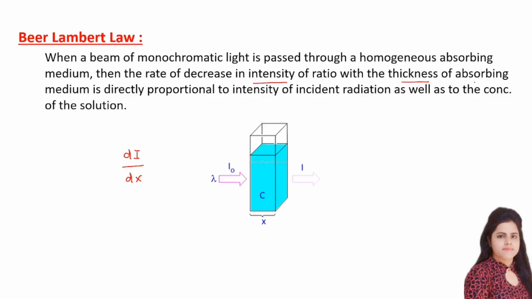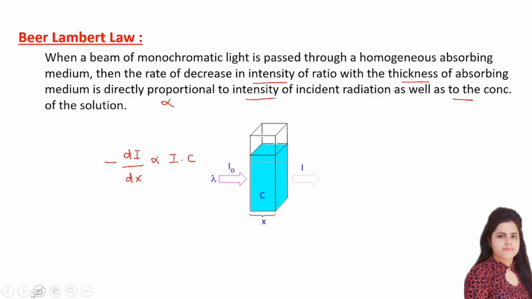Now they are saying the rate of change with thickness of the absorbing medium is directly proportional to the intensity of light as well as the concentration. And we know that our intensity is decreasing because of the absorbance. That is why it will come with a minus sign. So minus dI by dx is directly proportional to I into C, intensity and concentration. This is the mathematical relation for Beer-Lambert's law.